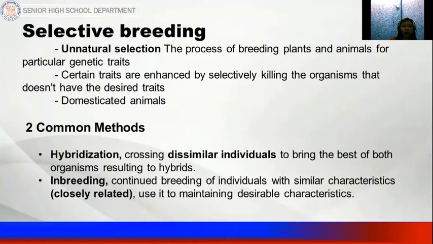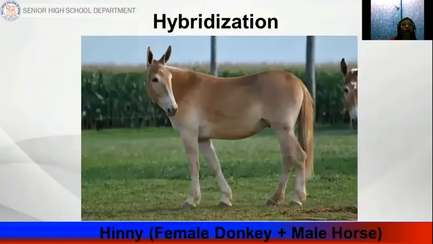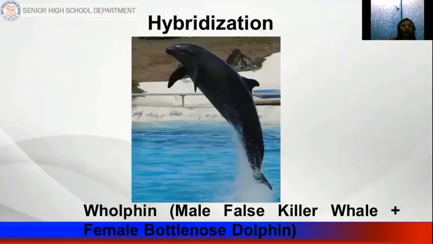So, they also have inbreeding. So, it is continued breeding of individuals with similar characteristics, closely related, used to maintain desirable characteristics. So, for this one, it's breeding individuals with the same characters or physical appearance. They should be closely related so that the result will not be different. So, because of those desirable characteristics, that is what is considered inbreeding. So what are these in breeding?